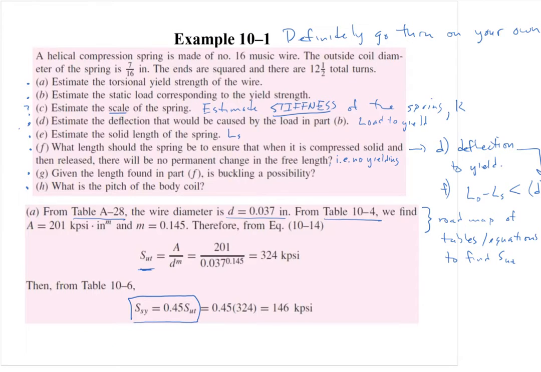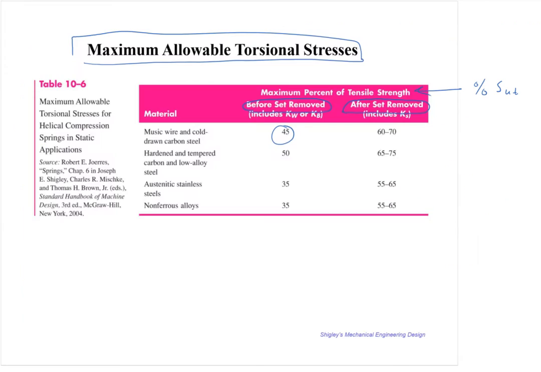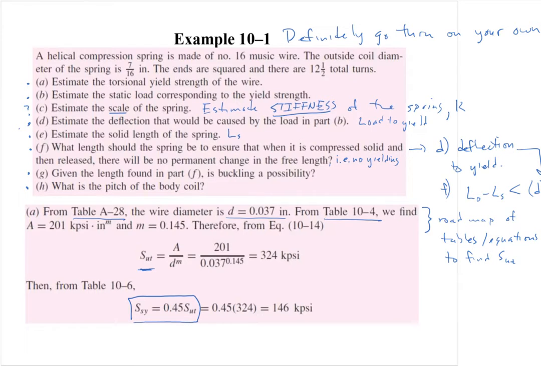But let me go back just real quick. So maximum allowable torsional stress. So this is going to be your S sub SY, right? A before and after set removal. So this is the one they're using right here. And they're plugging in their value of ultimate tensile strength and getting an answer for part A, the torsional yield strength of the wire.